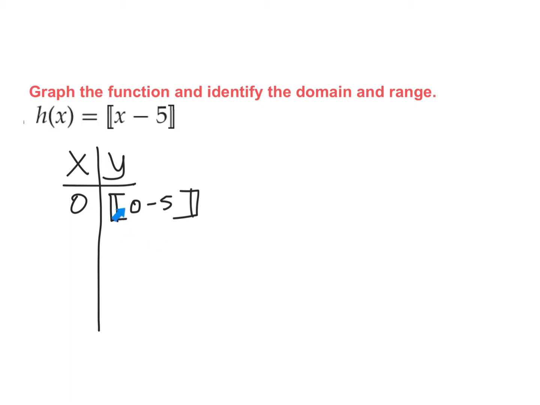All right. So I have the greatest integer function of 0 minus 5. What is 0 minus 5? Negative 5. That equals the greatest integer function of negative 5. Is negative 5 an integer? Yes. So again, the greatest integer function is equal to an integer or the next one lower than it. Since this is an integer, it equals negative 5. So I have a point at 0, negative 5. It's on the graph.